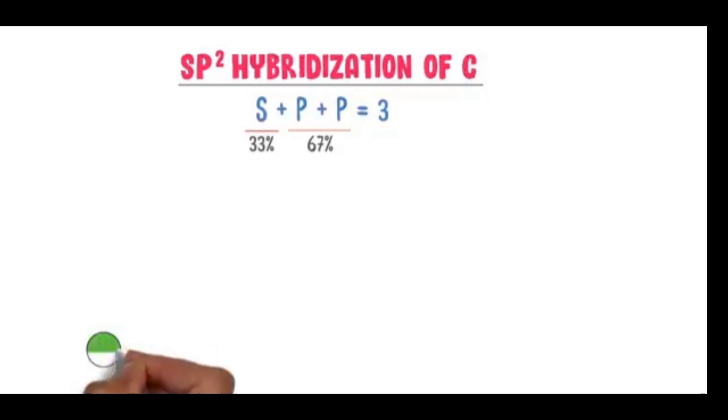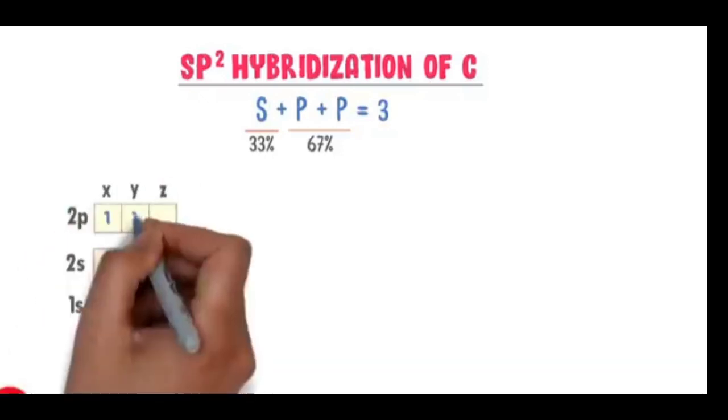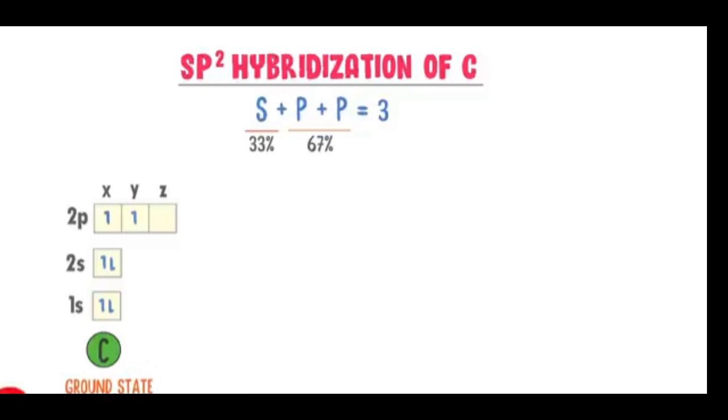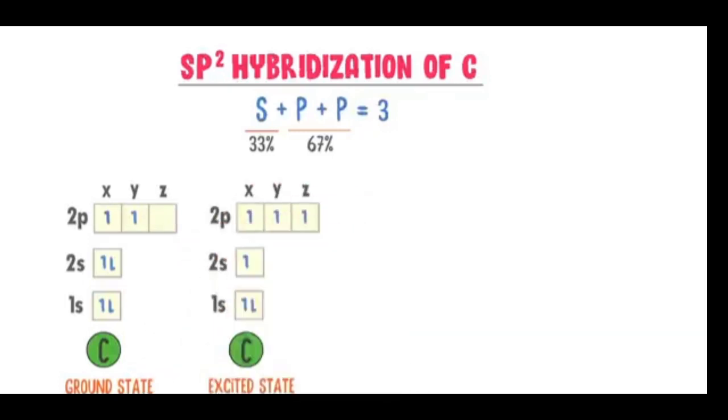Well, again consider carbon in a ground state. We know that 1s has 2 electrons, 2s has 2 electrons, and in 2p, there is 1 electron in x orbital and 1 electron in y orbital. While in the excited state of carbon, 1s has 2 electrons, 2s has 1 electron, and in 2p, there is 1 electron in x orbital, 1 electron in y orbital, and 1 electron in z orbital.